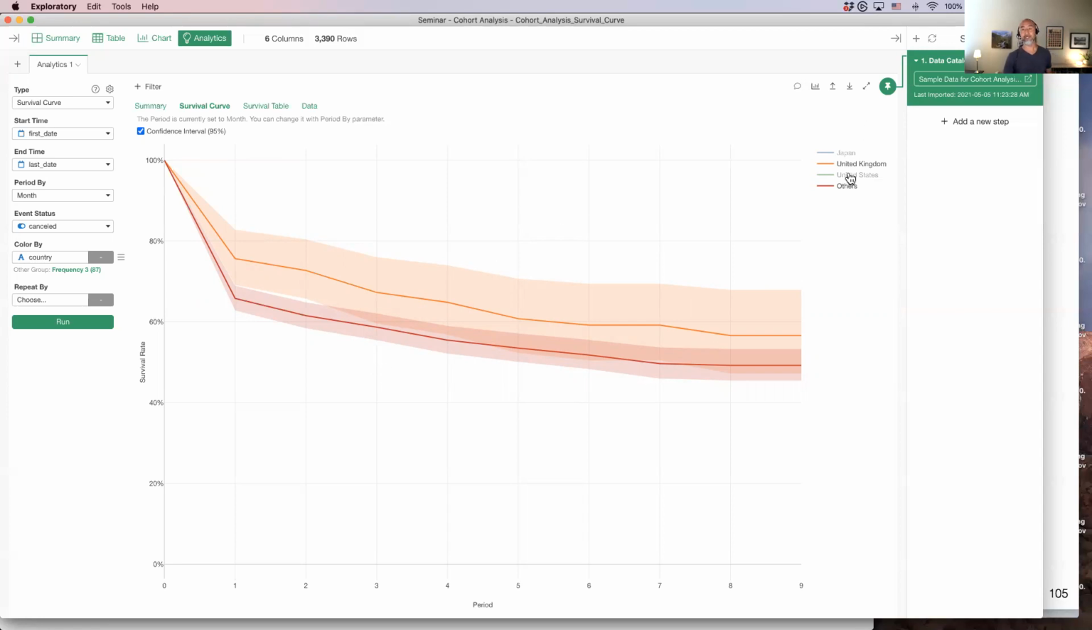But when you compare, for example, United States and the United Kingdom, it seems like there's a lot of overlap, especially after the third period. I mean, in the first and second there's overlapping, but it's slight, so there might be some difference. And I think that's something you can look at.